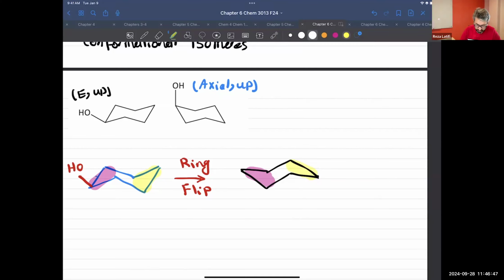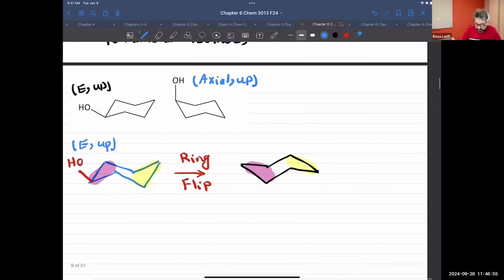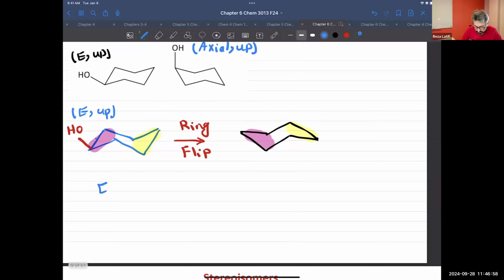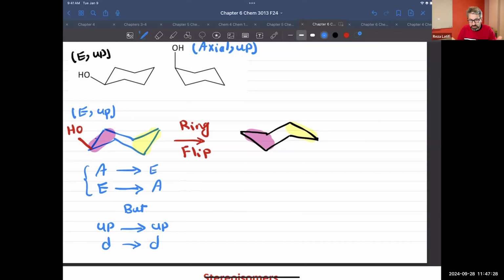Where is OH? OH used to be in equatorial position, and it's pointing up. So whenever we do a ring flip, the equatorial will turn to axial. But up stays up and down stays down. You're not going to change those. And also, we said equatorial turns to axial, or you can say axial will turn to equatorial. So those two happen whenever you have a ring flip.